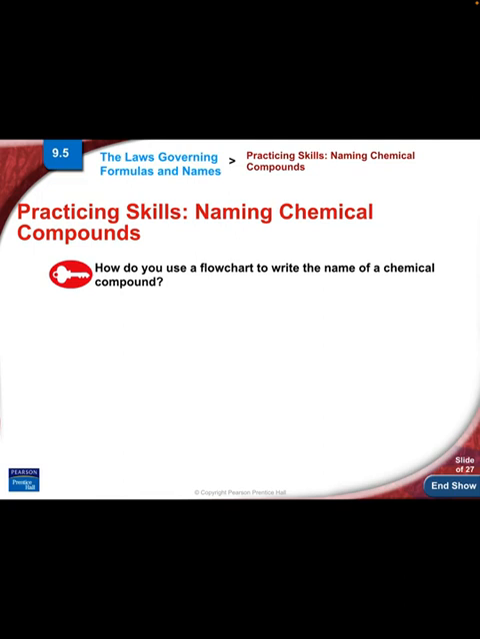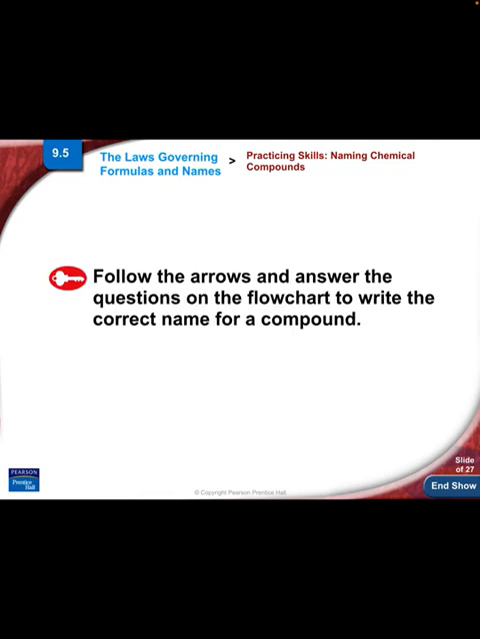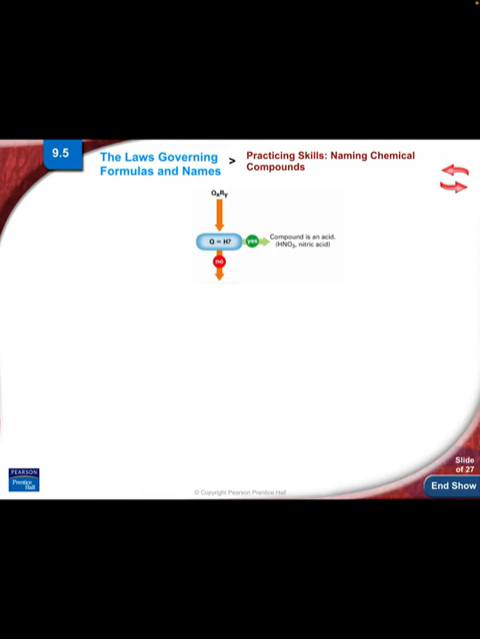For those of you who are very visual, they do have flow charts for solving these problems, for writing formulas given the name, or for writing the name given the formula. If you want to write the name, you just look at this flowchart and you ask certain questions.